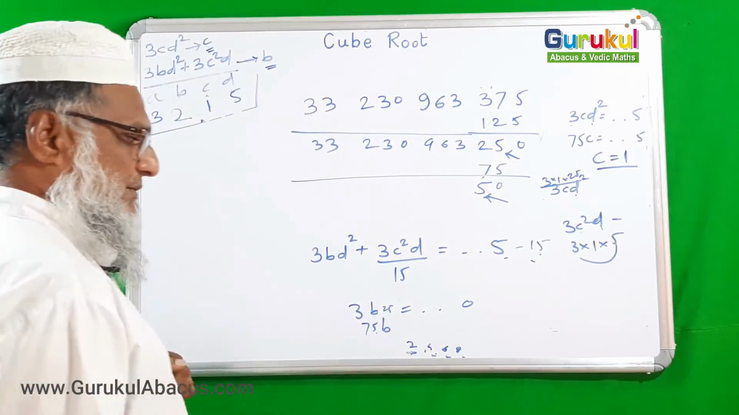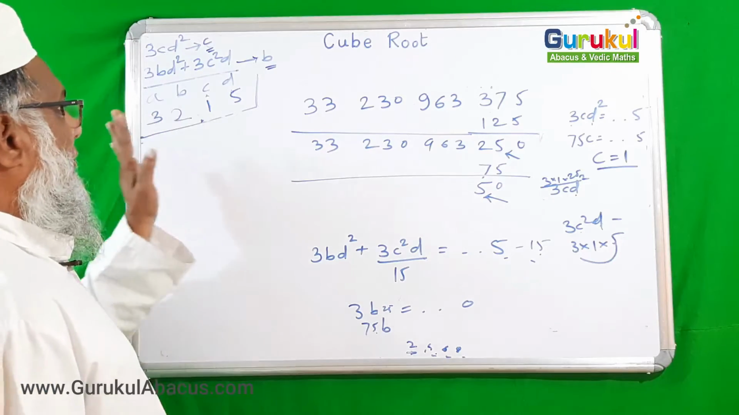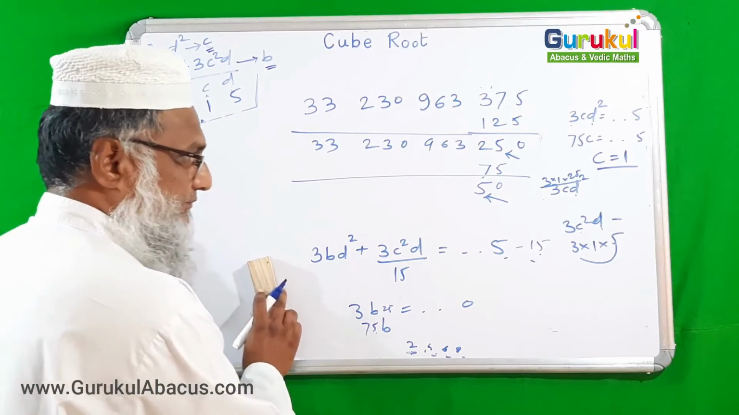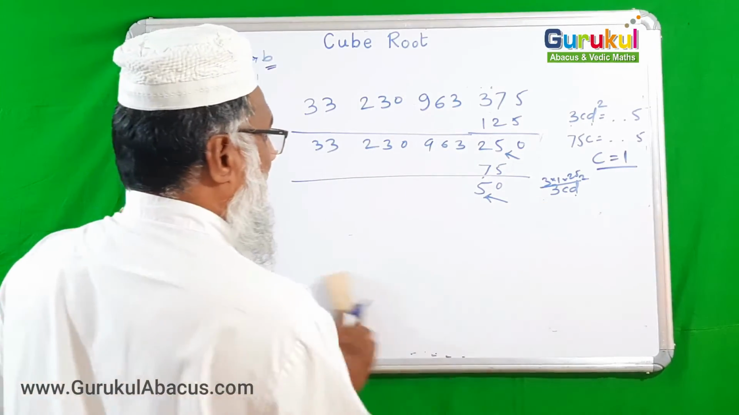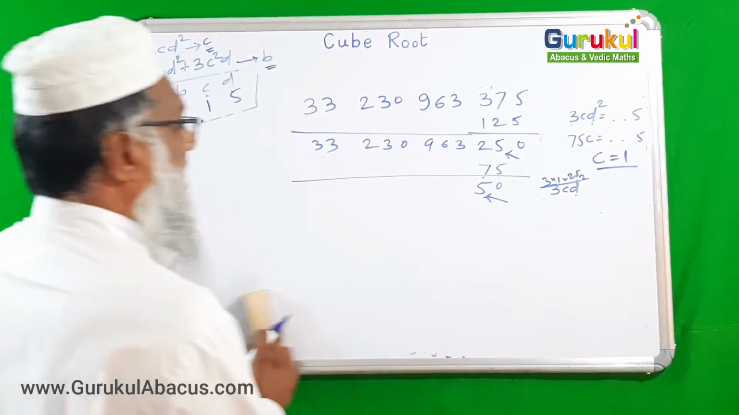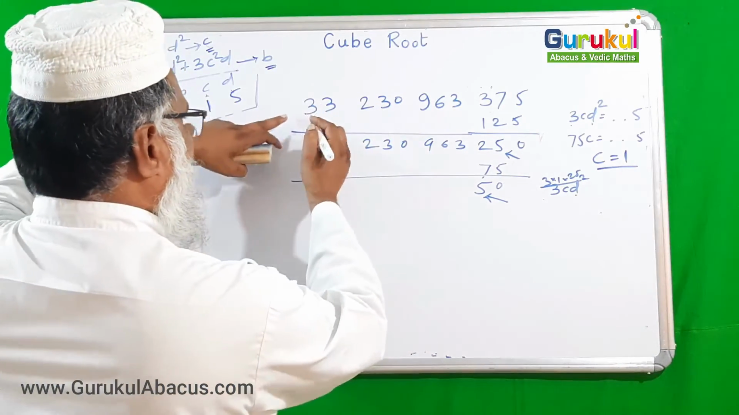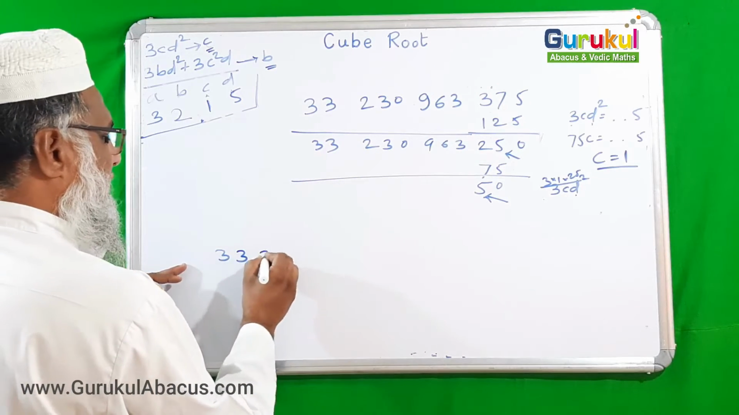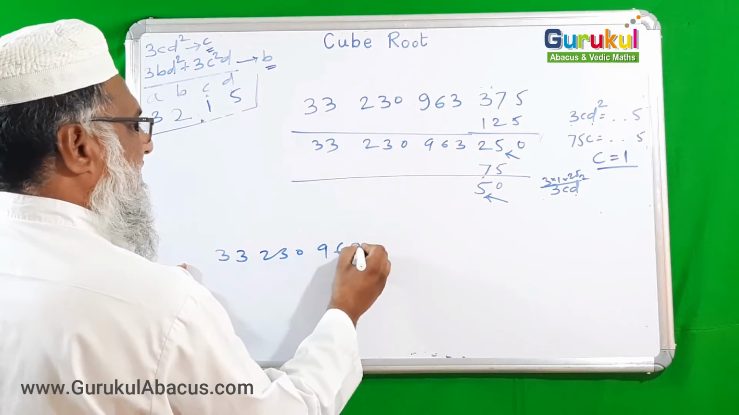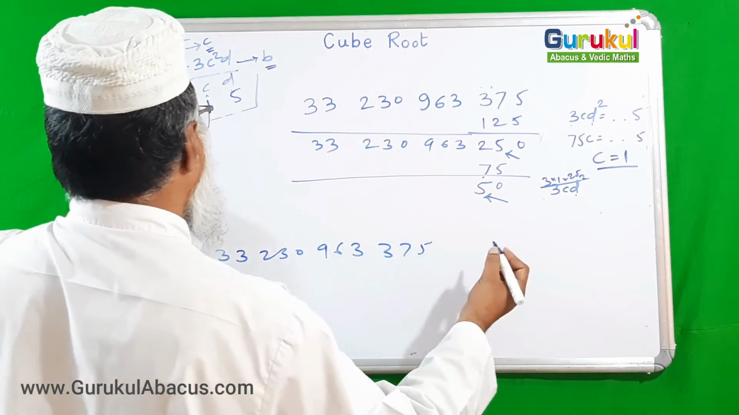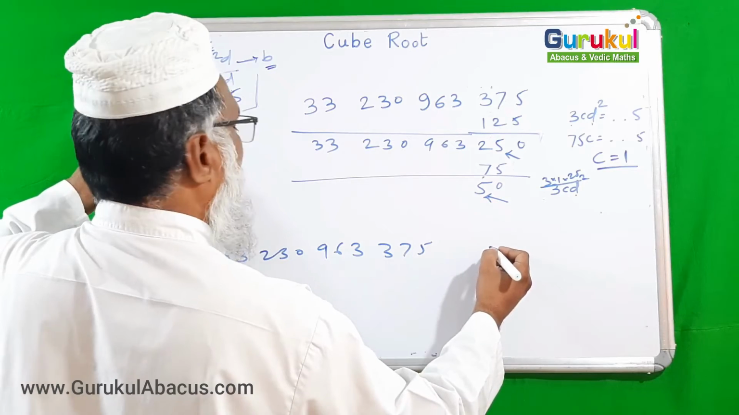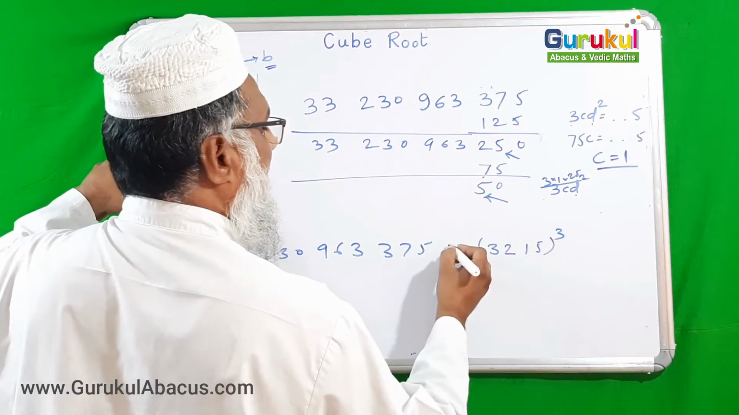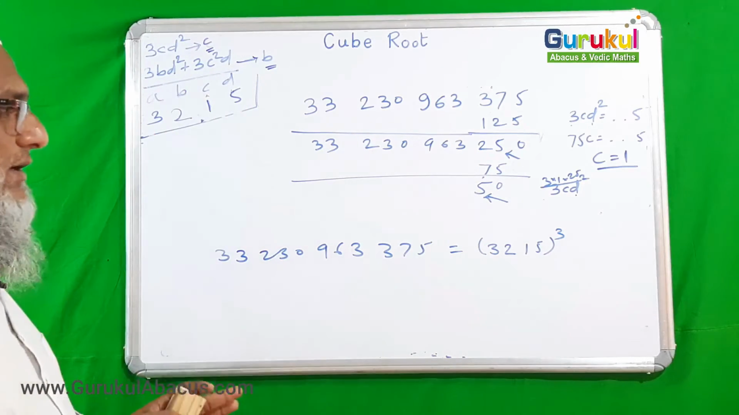So what is the digit sum method, that I want to tell you. This example we have already found, so all the steps I want to rub down. In the digit sum, what are we doing? That number I want to write back again here: 3 3 2 3 0 9 6 3 3 7 5, and here that cube, 3 2 1 5 cube. Those are the values we have.